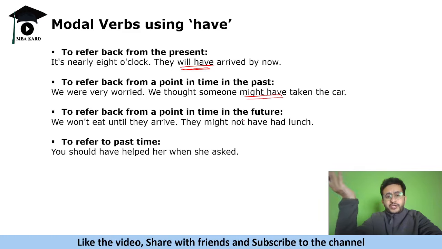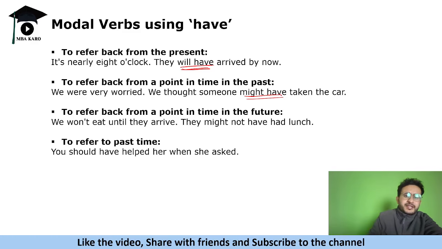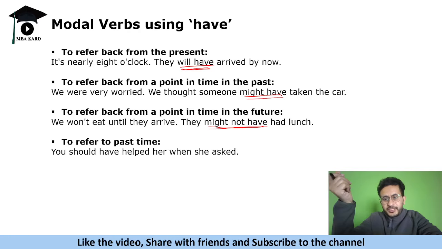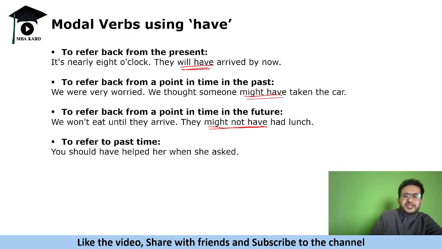Now when you talk about the future and think of the past, for example, we won't eat until they arrive, so they have not yet arrived. They might not have had lunch. So you're talking about the future and thinking from the past of that future. Means like वो आने वाले हैं, पर उनके आने से पहले you must have thought that they have not had lunch. Okay, so there we use again have.